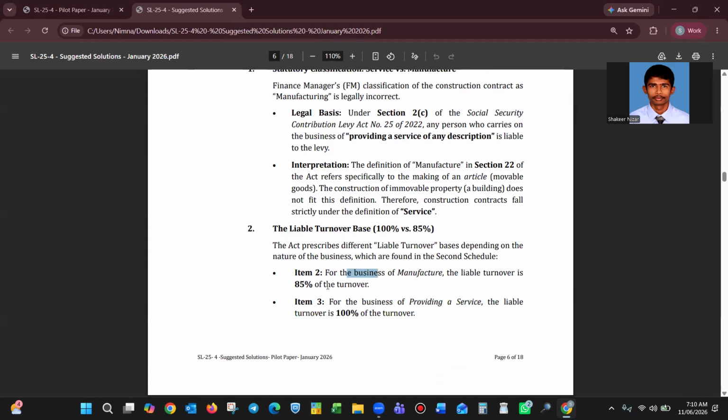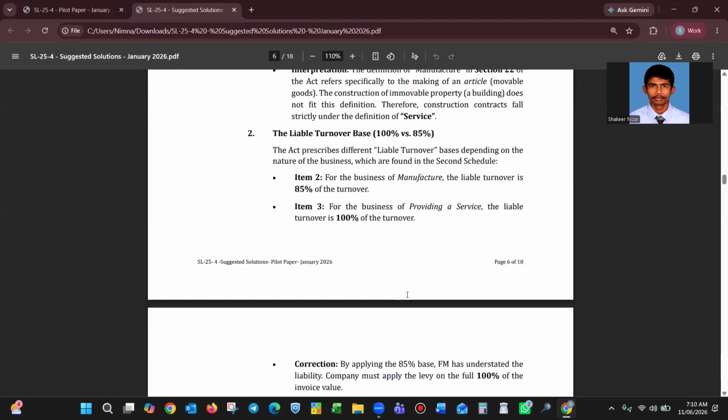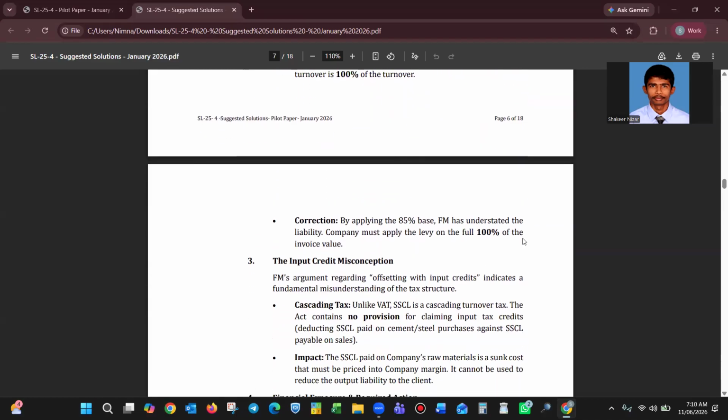If it is manufacturing, 85% of turnover is liable, based on the liable turnover found in the second schedule of the SSCL Act. Correction: applying the 85% base understates the liability. The company must apply 100% based on the full invoice and needs to charge 2.5% from the customers.